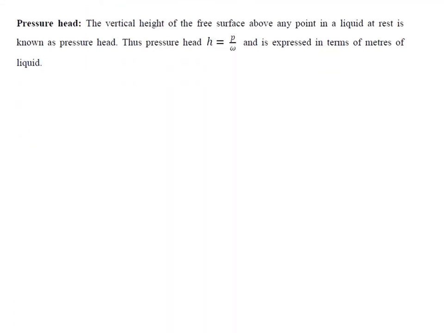Coming to the pressure head. As I told you, P is equal to omega into H. So H can be written as P by omega. P is always in kilonewton per meter square, and omega will be in kilonewton per meter cube. So kilonewton per meter square divided by kilonewton per meter cube will give meters. Therefore this is always measured in meters of that particular liquid. Whichever liquid you are using, it will be expressed in those terms.